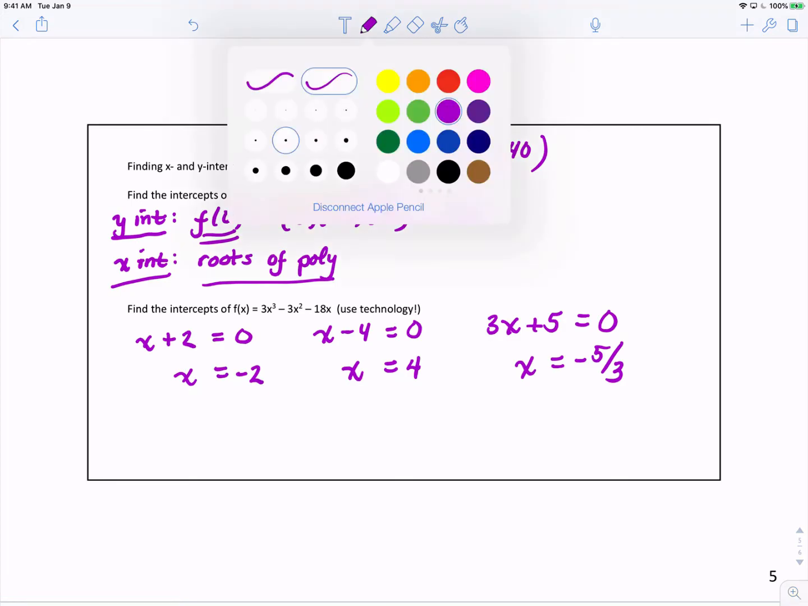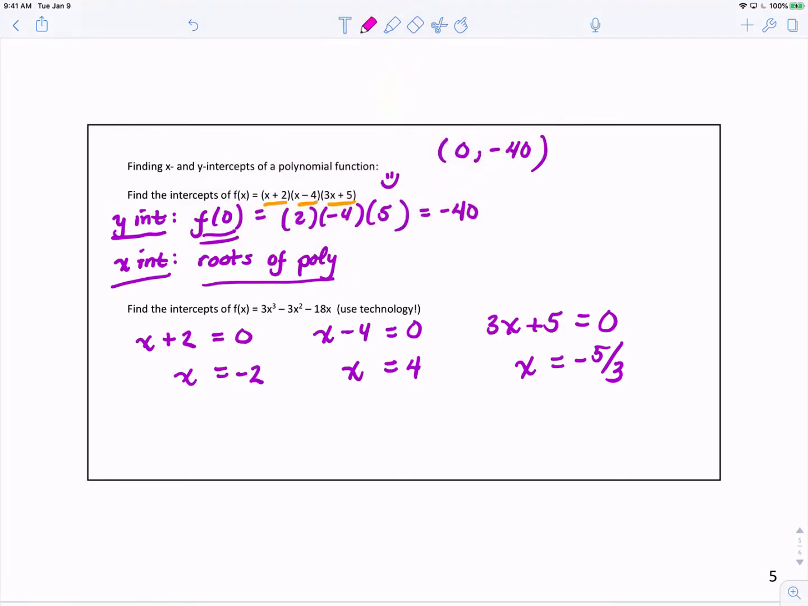However, not all polynomials come to us in factored form. So what if we wanted to find the intercepts of f of x is equal to 3x cubed minus 3x squared minus 18x? Well, the y-intercept is always very easy to find. If I wanted to find the y-intercept of that function, I would simply have to find f of 0, and f of 0 would be equal to 0. So this function crosses the y-axis at the point (0, 0). In other words, it goes through the origin. But the x-intercepts, that's a whole other story.